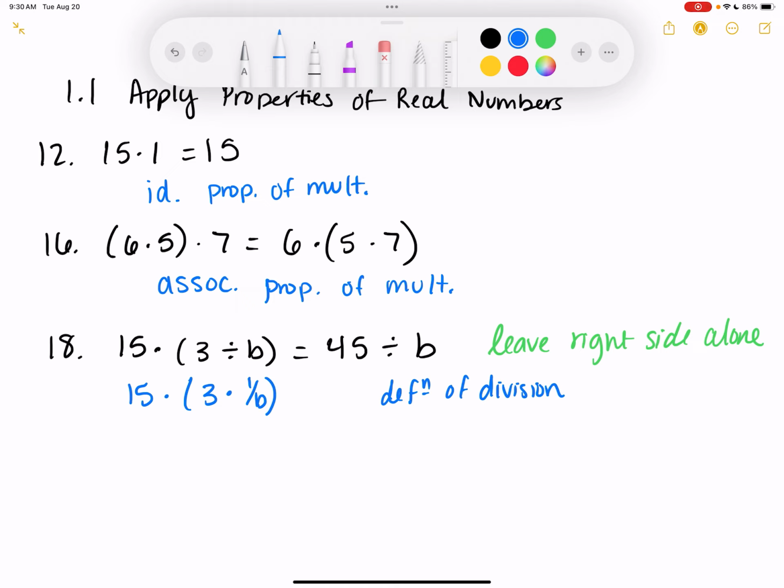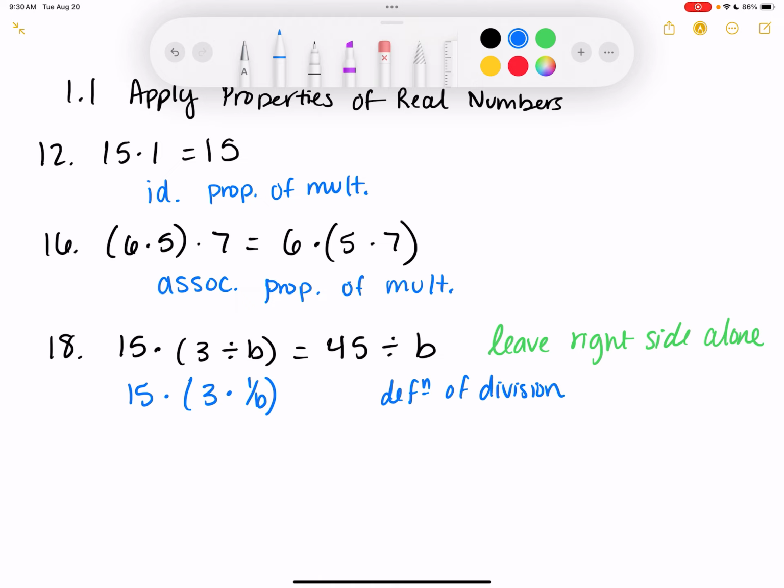And I often will abbreviate definition as either DEF or DEF with the little n. It's just the way that all my teachers always did it. So if you want to write it out, that's fine. If you want to abbreviate it, that's fine too. So now everything is being multiplied. So what do you think my next step might be?